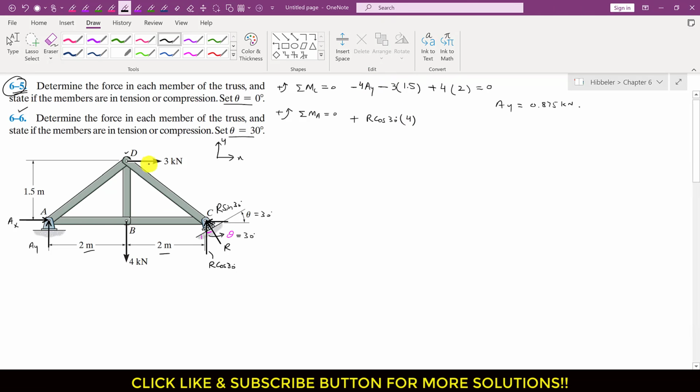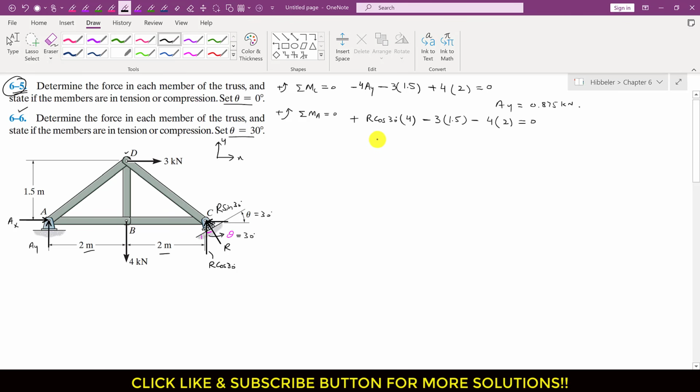Similarly, this 3 kilonewton force is producing the clockwise moment about that point A. So I will write minus 3, and the perpendicular distance of this 3 kilonewton force from that point A is 1.5. So I will multiply this with 1.5. Similarly, this 4 kilonewton force is producing the clockwise moment about that point A. So again I will write minus 4, and the perpendicular distance of this 4 kilonewton force from that point A is 2 meters. So I will multiply this with 2, and this is equal to 0.